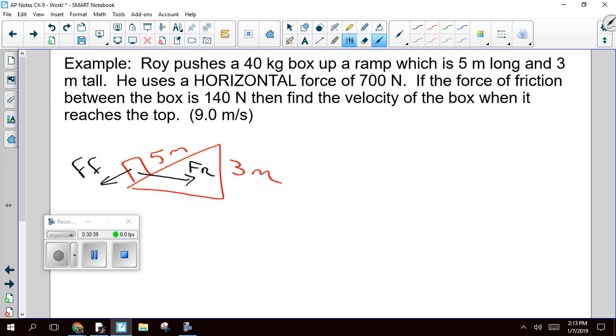All right, and so the question is find the velocity of the box when it gets to the top of the ramp. All right, try it out. See what you can do. The answer is right here, 9 meters a second. And if you remind me in class, we can go over it together.